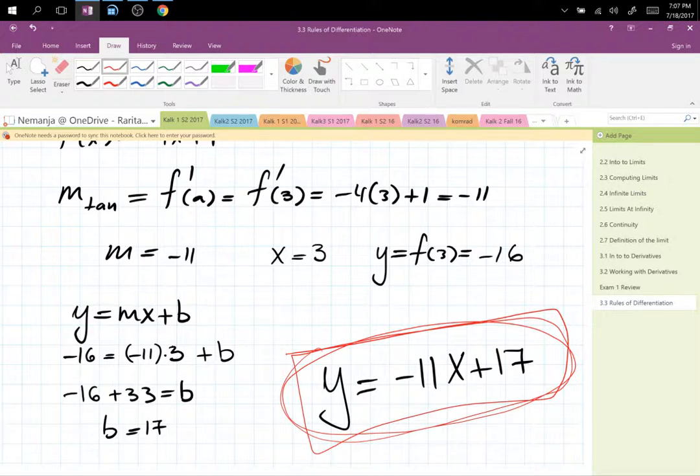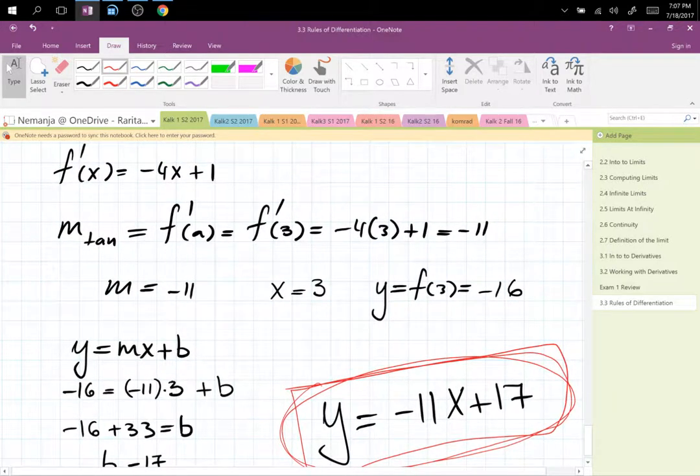Remember that I said in class that the derivative is the function that you get which can generate all possible slopes. So I will tell you that the derivative of this function was negative 4x plus 1. That's the derivative of the function. And now I'm waiting for input from you to tell me at which point I'm going to measure the change.